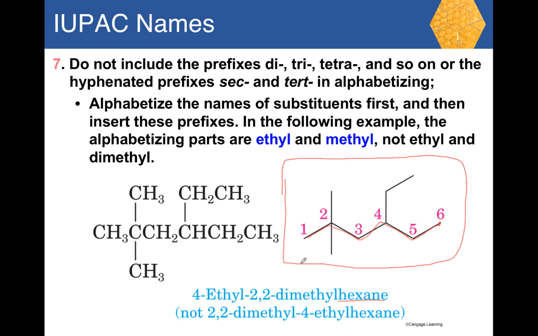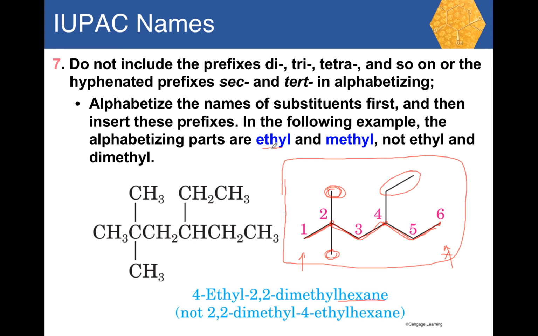because we have the possibility of starting numbering from here or from here. So here's a branch, and here's a branch. So yes, starting from here is correct and not from that end. So this will be the numbering that we'll use to come up with the IUPAC name. On carbon number 2, we have a CH3 methyl and a CH3 methyl. And on carbon number 4, we have a CH2 and a CH3, which is an ethyl.